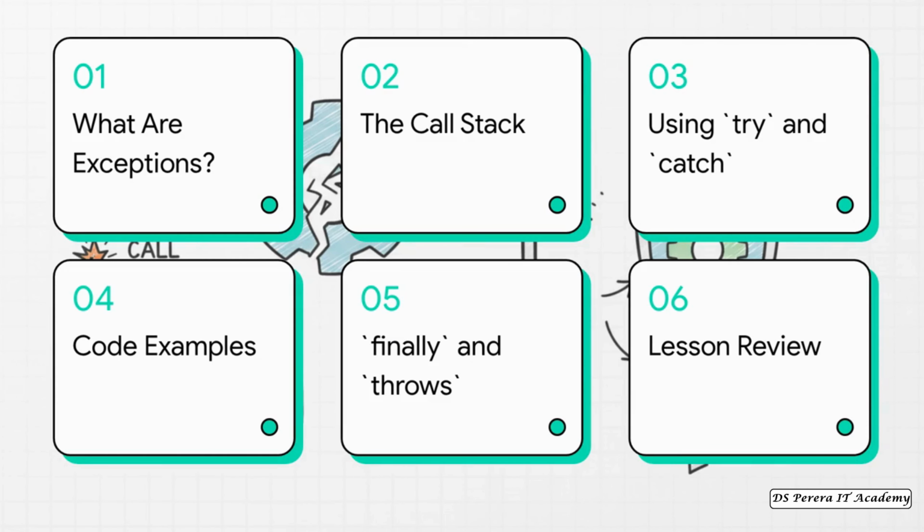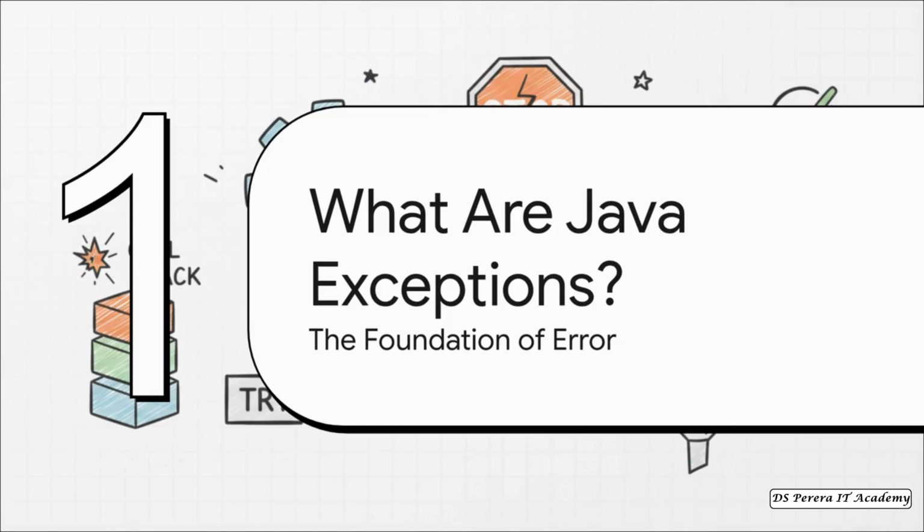Here's a quick look at our game plan for today. We're going to start with the absolute basics, what an exception even is. Then we'll look under the hood at something called the call stack to see how Java actually keeps track of errors. After that, we get to the fun part, getting hands-on with try and catch blocks and walking through real code. And we'll wrap it all up with the finally and throws keywords before a quick review. It's going to be a packed session, so let's get started. All right, let's dive right in.